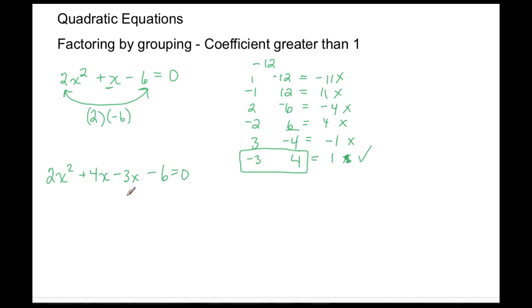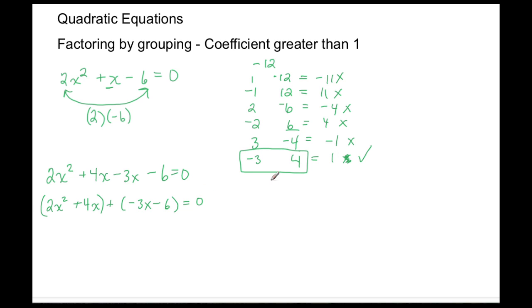Now I need to group the first two terms and the second two terms. When I group the first two terms, I end up with 2x squared plus 4x. And now when I group the second two terms, I need to make sure that this negative stays with the 3. So I'm going to add a plus sign here, minus 3x minus 6 equals 0.